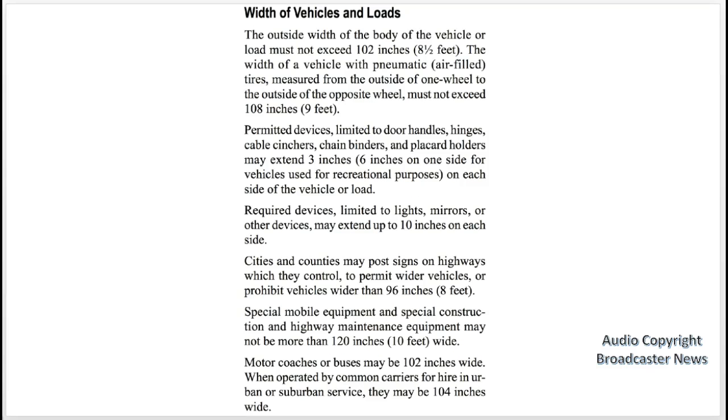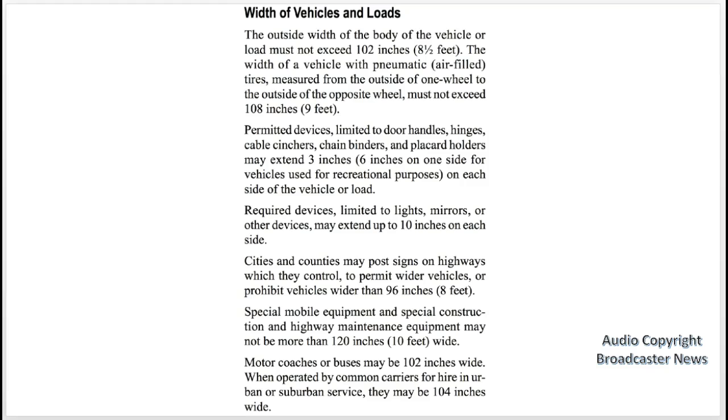Width of vehicles and loads. Let's talk about the width. The outside width of the body of the vehicle or load must not exceed 102 inches, or 8.5 feet. The width of a vehicle with pneumatic tires, or air-filled tires, measured from the outside of one wheel to the outside of the opposite wheel, must not exceed 108 inches, which is 9 feet.